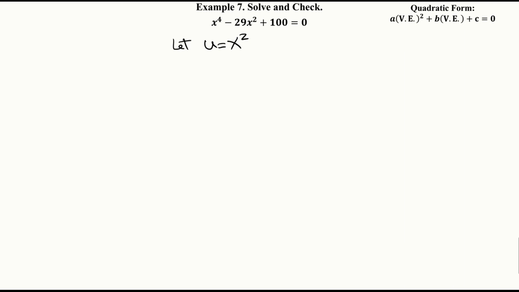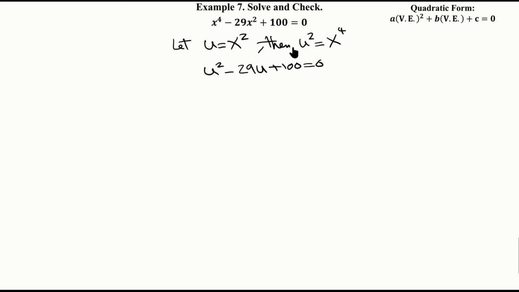Now notice that if U is x squared, then U squared becomes the square of x squared, which is of course x to the 4. So now where we see x to the 4, we're going to substitute u squared, and where we see x squared, we're going to substitute u. So now the original equation turns into a new equation in the variable u. So u squared minus 29u plus 100 equals 0.